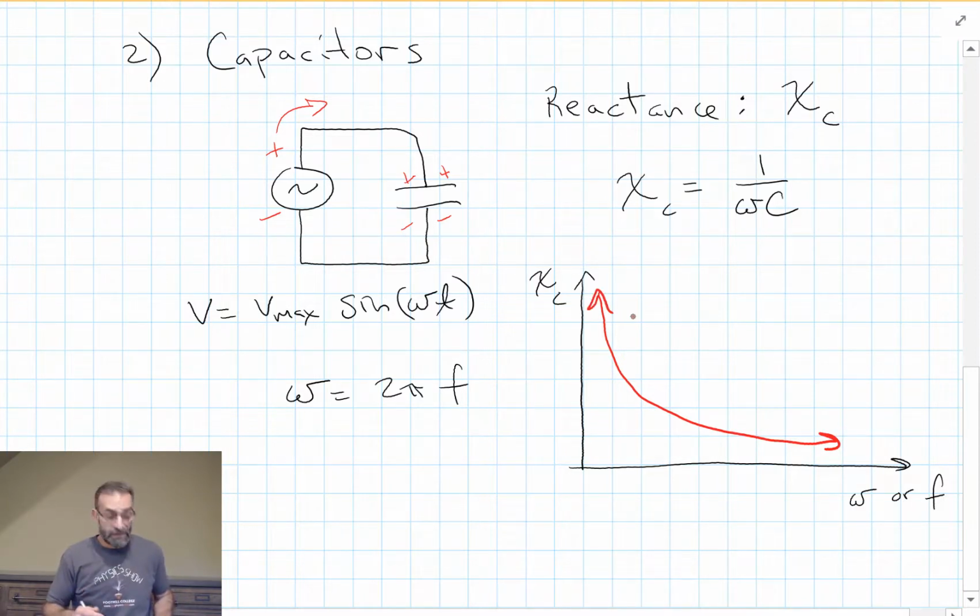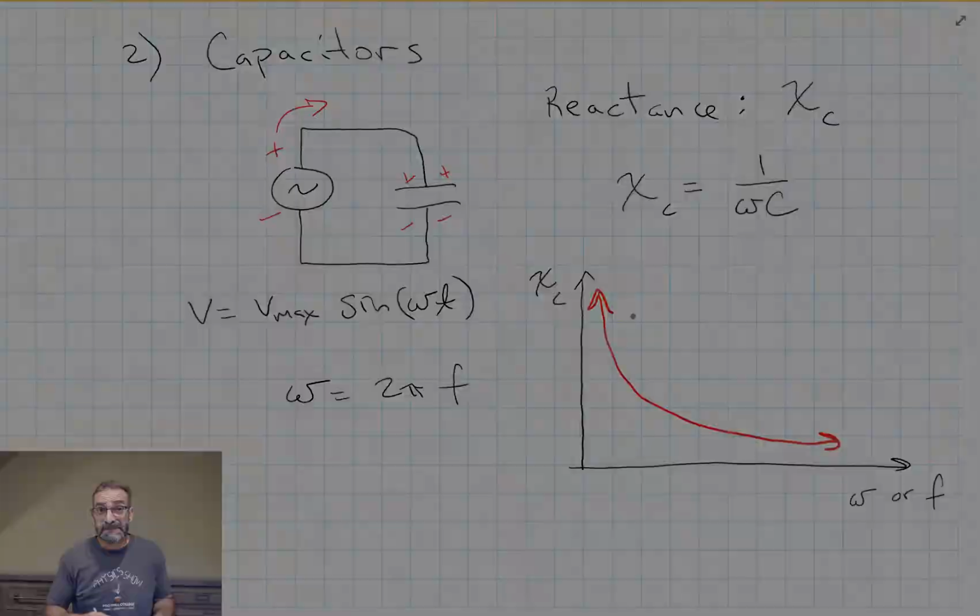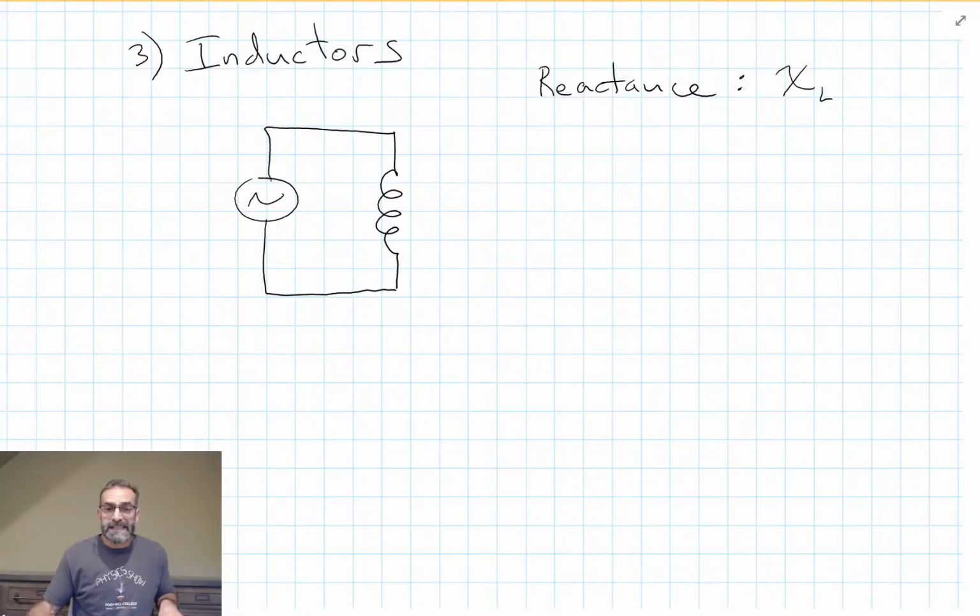So we get a curve that looks something like this, 1 over omega C. Let's think about what happens in an inductor now.